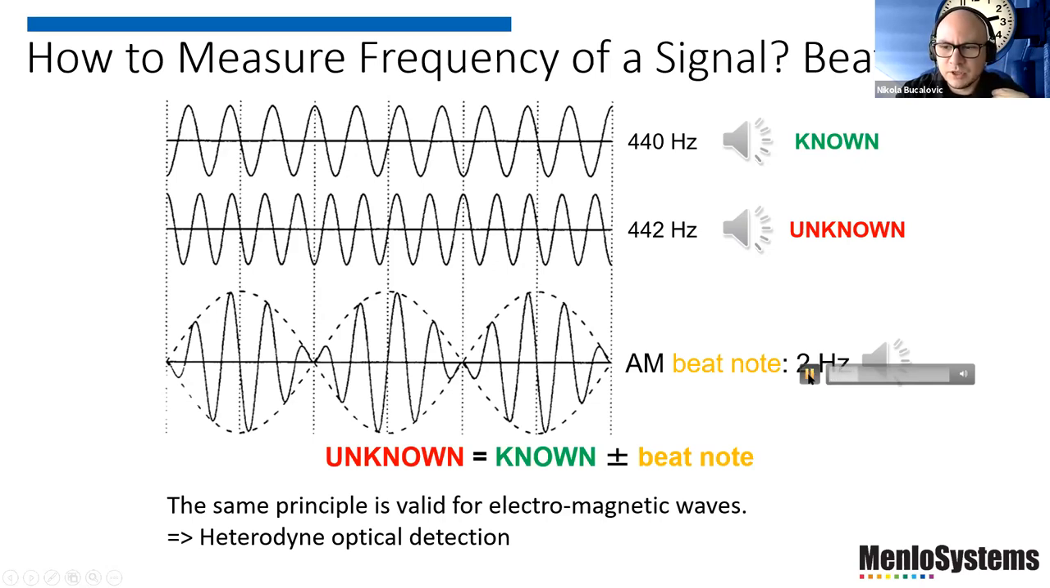I don't know if you are able to hear the beat. So this is the beat note between two signals, out of which one is known and the second is unknown. The frequency of the unknown signal, you can simply determine by adding or subtracting, depending on the situation, the frequency of the beat note with the known signal. And so what do you make a beat with if you have light to measure?